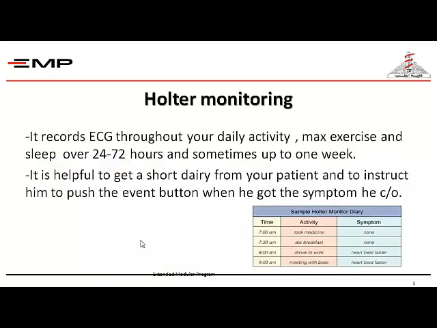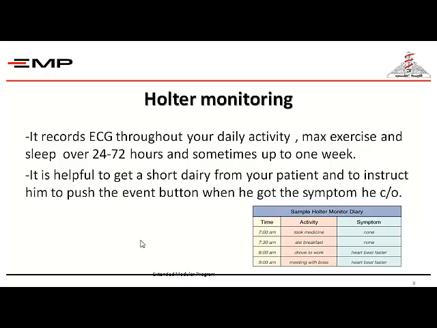The Holter monitoring records ECG throughout your daily activity, maximum exercise, and sleep, over 24 to 72 hours, and sometimes up to 1 week. It's helpful to have a short diary from your patient and to instruct him to push the event button when he gets the symptoms he complained of.